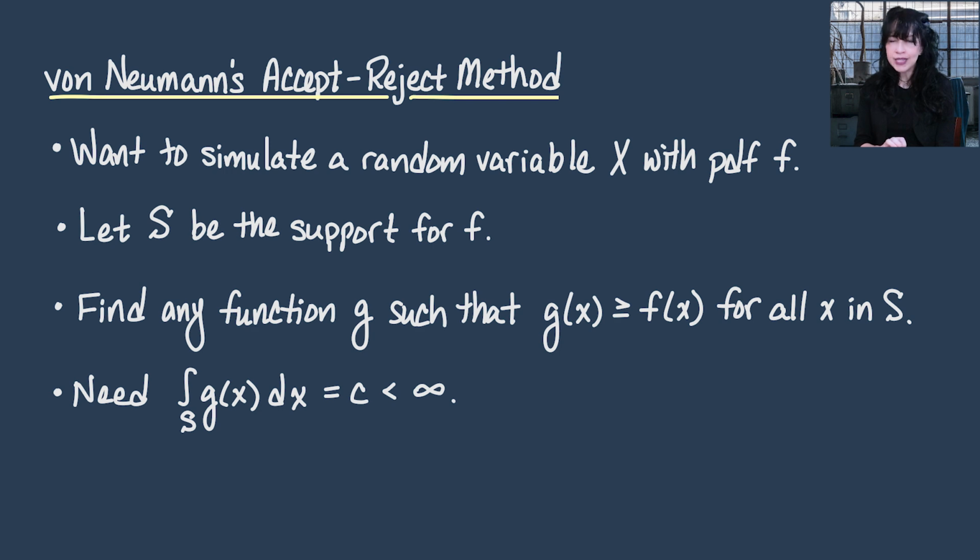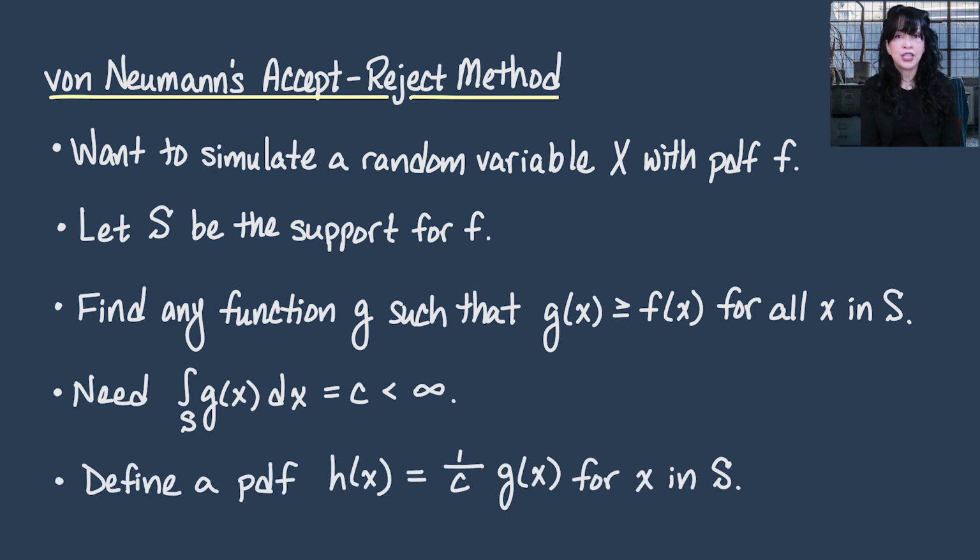So if that happens, then you define a new PDF. I called it h, and this is just g that has been renormalized by c. It's been divided by c, so now it integrates to 1. So h is greater than or equal to 0, and it integrates to 1, and it is a PDF.